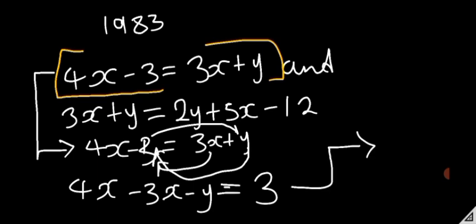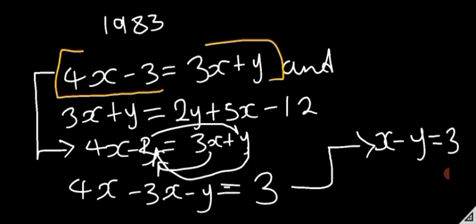4x minus 3x is what? 4x minus 3x is 1x. That's the same thing as x. Then we have our minus y equal to 3. So this is our equation 1. That's our equation 1, which is x minus y equal to 3.